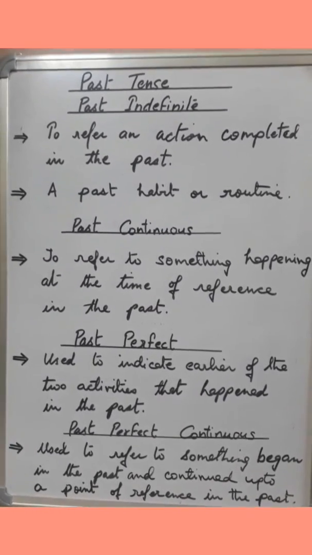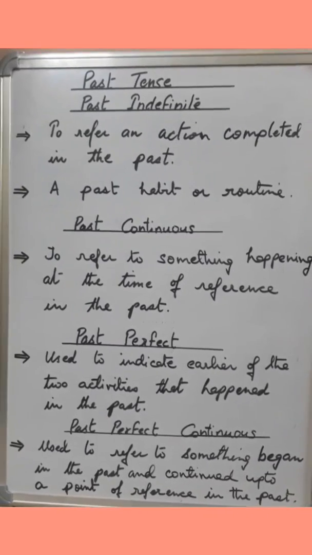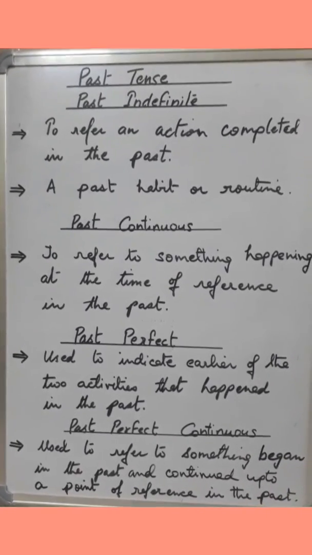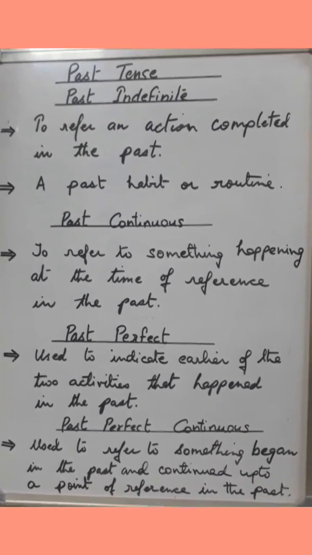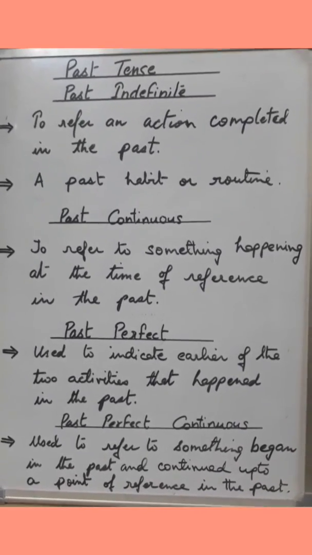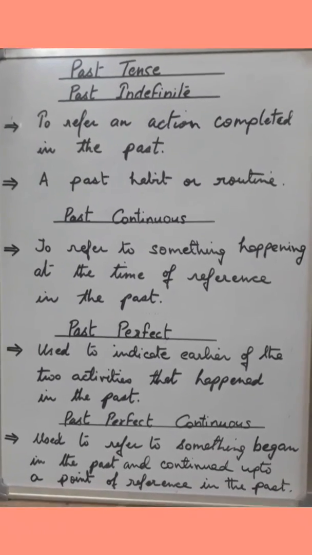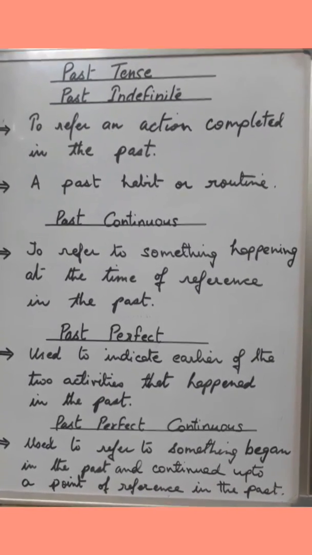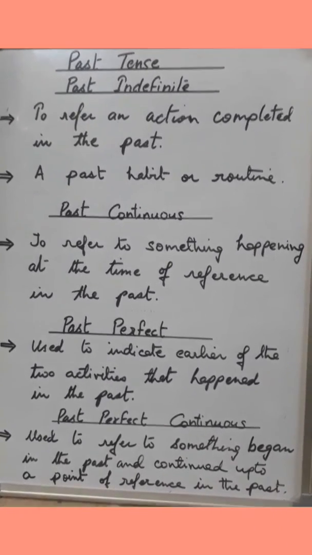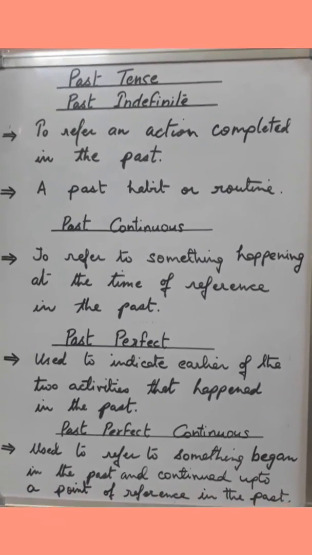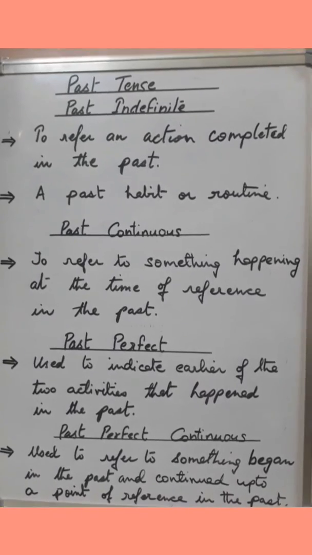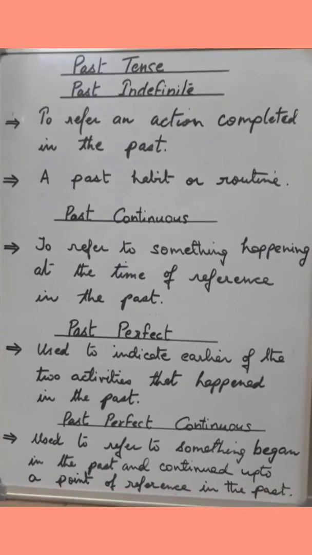Let us begin with the past tense. Past indefinite or simple past. The form is used to refer to an action completed in the past. Example, he left for Delhi yesterday. It is also used to refer to a past habit or routine. Like, he went to school by bus, but now he walks.